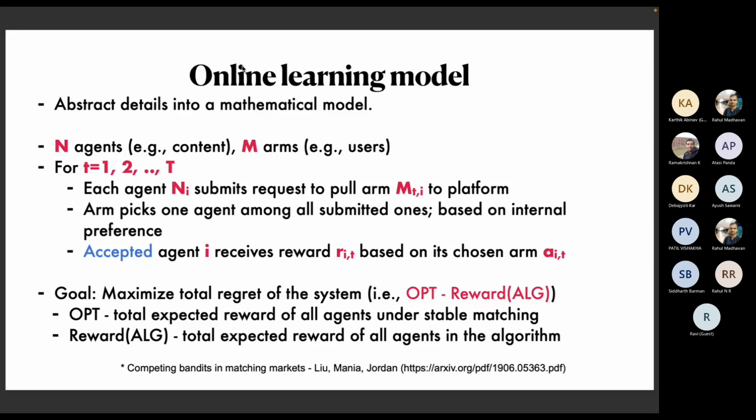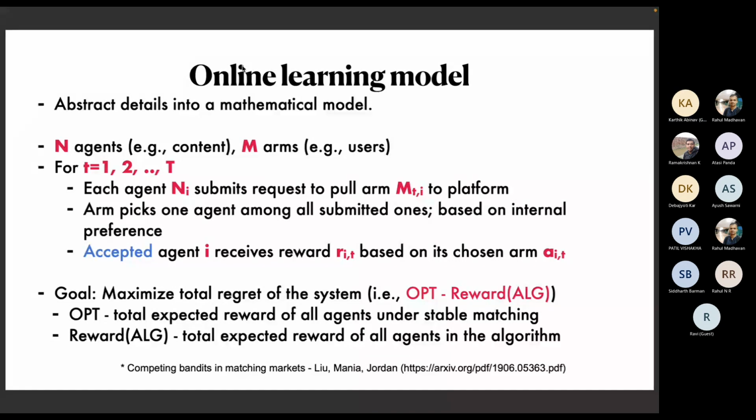Quick question, Karthik. The rewards are both arm and agent dependent? As in, it's different when agent i pulls, let's say, arm A versus when some other agent j pulls the same arm? Yeah, that's right. The reward depends on the actual edge, so the arm and the agent.